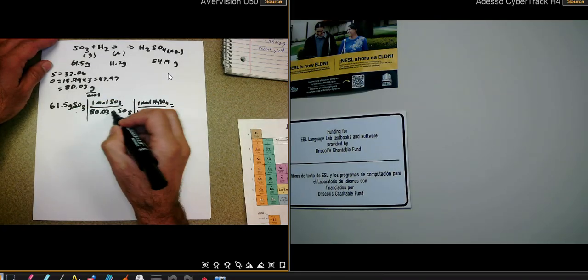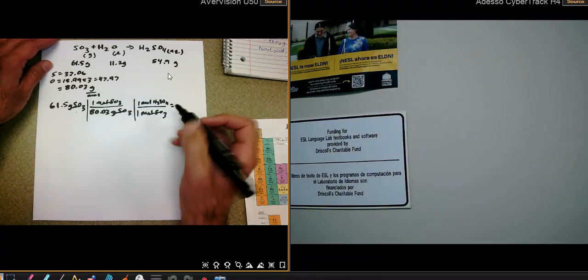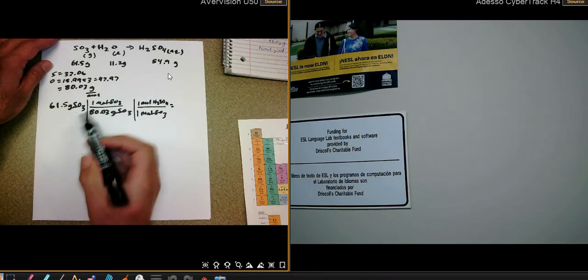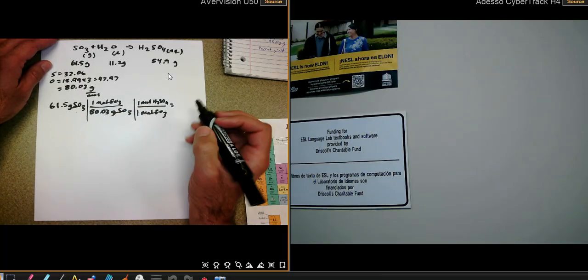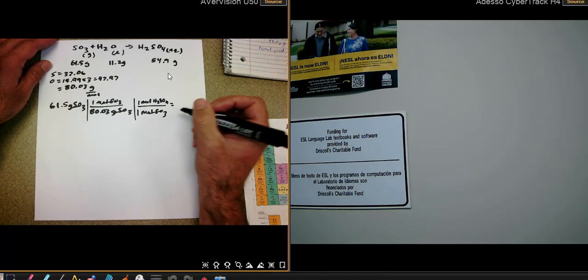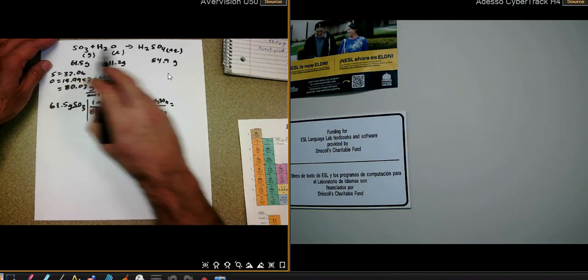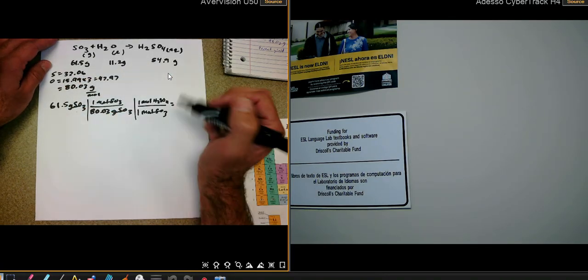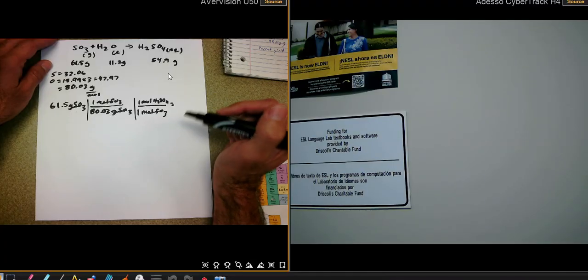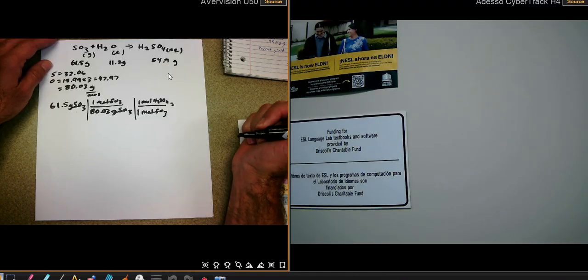These units cancel out, these units cancel out. I'm left with moles of sulfuric acid after reacting all of that sulfur trioxide. Also, I like that there's 1 to 1 to 1. I like those to start to do those to get my bearings with stoichiometry.